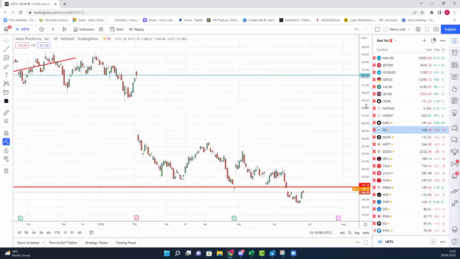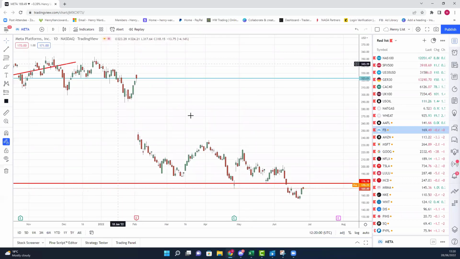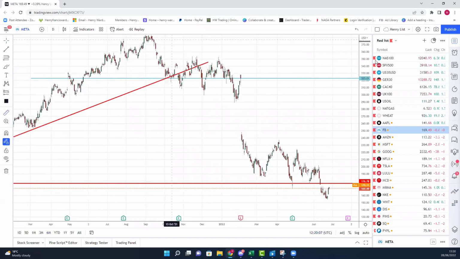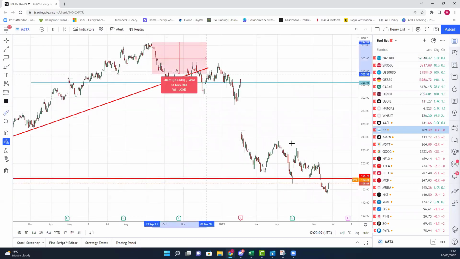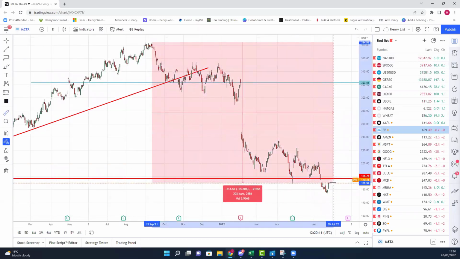Facebook again has also dropped by about 30%, if not more. Is that the high? Nope, up there was a high. So Facebook is down 55%. Do we think this will turn around? Is this now giving us a little bit of value?